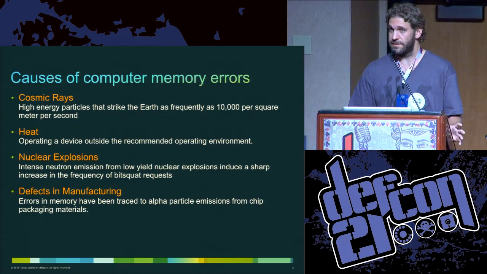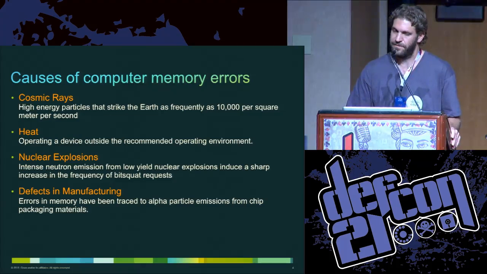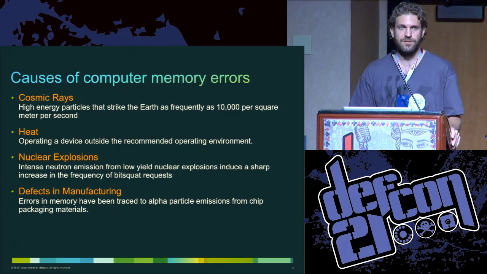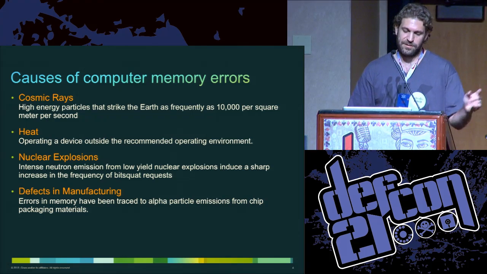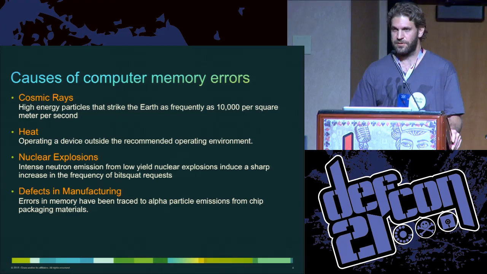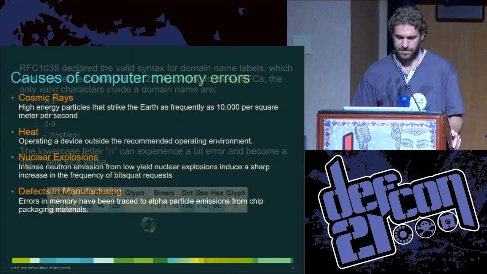He did talk about some of the causes. So these are the main causes of bitsquatting errors, or bit errors in memory. Cosmic rays, they're quite frequently hitting the Earth, 10,000 per square meter per second. Heat, I think the upper range on the iPhone operating temperature is only 95 degrees. So if you've been carrying your iPhone around Vegas, you've been exceeding those operational parameters. There's an interesting paper that came out earlier this year about nuclear explosions, using DNS requests and bit errors in the DNS requests to actually determine when low yield nukes have been exploded. And then finally also defects in manufacturing.